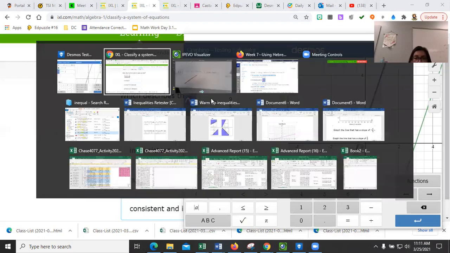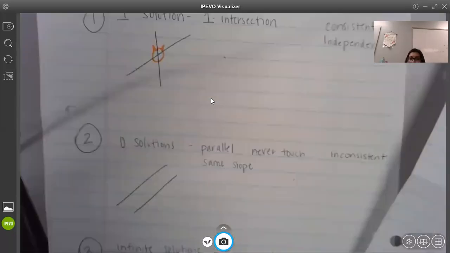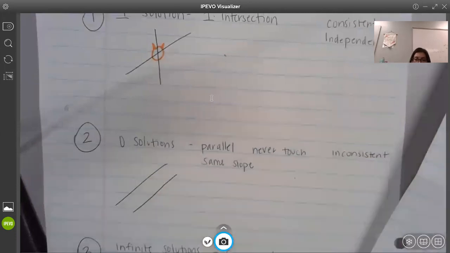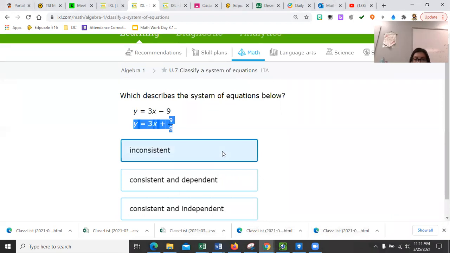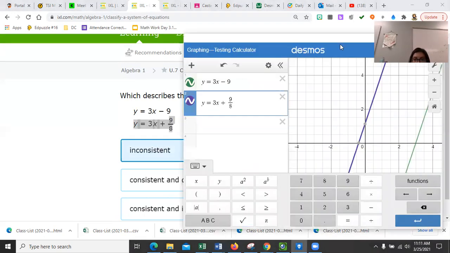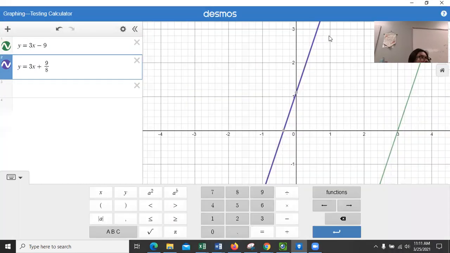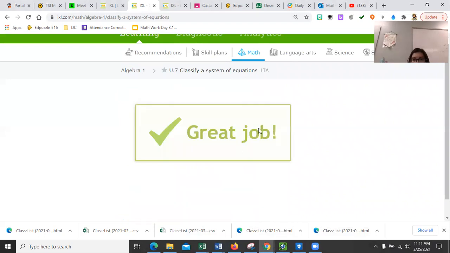So when they have the same slope, I graphed it just so I could show you, but I already know if they have the same slope, they're going to have zero solutions. It's going to be inconsistent. They're never going to touch. So I'm going to choose inconsistent. And that's what it showed here on the graphing calculator. These are never touching. They're parallel. They will never, ever touch. So inconsistent. And that's what you're going to do today.